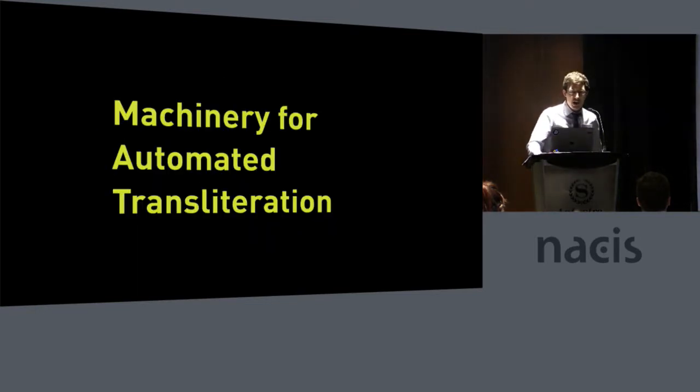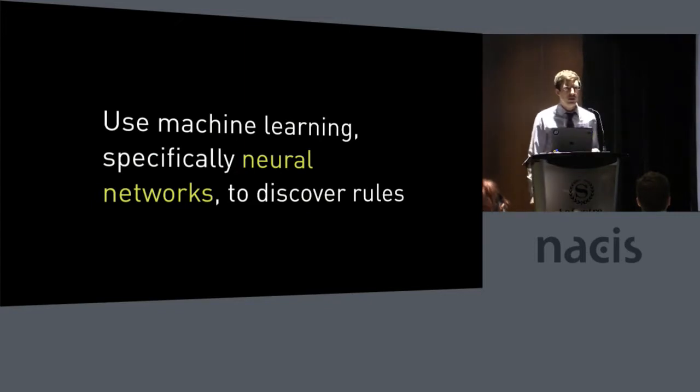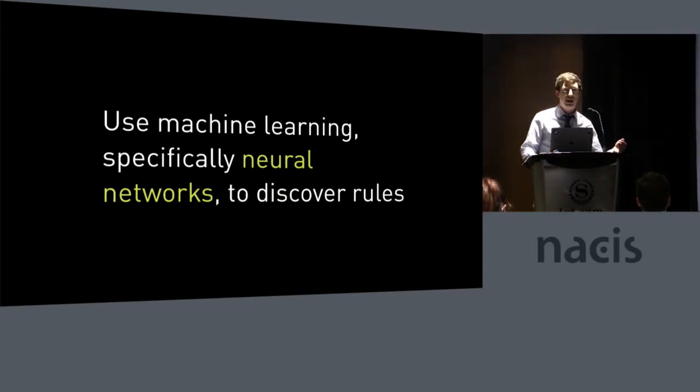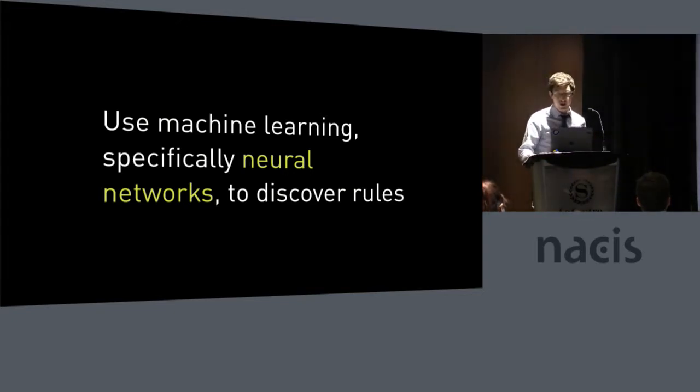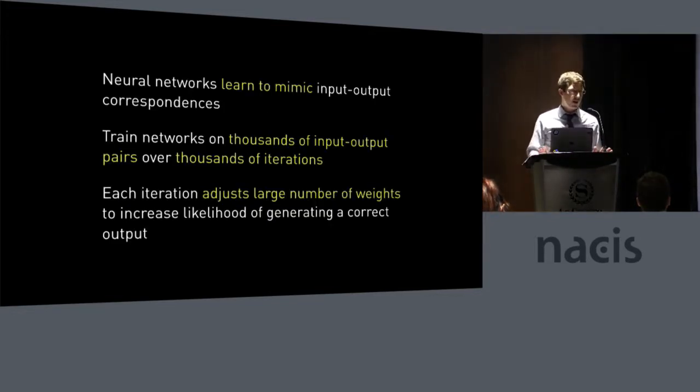And so for those kinds of tasks, we need systems that are able to learn what those rules are rather than just apply rules to a given input. And so we're experimenting with machine learning techniques, specifically neural networks, which can be used to discover the rules for converting English to English pronunciation and converting that to a Mandarin pronunciation. So just for a very brief background on neural networks, they learn to mimic input-output correspondences, which are essentially the rules that convert from, say, English spelling to English pronunciation.